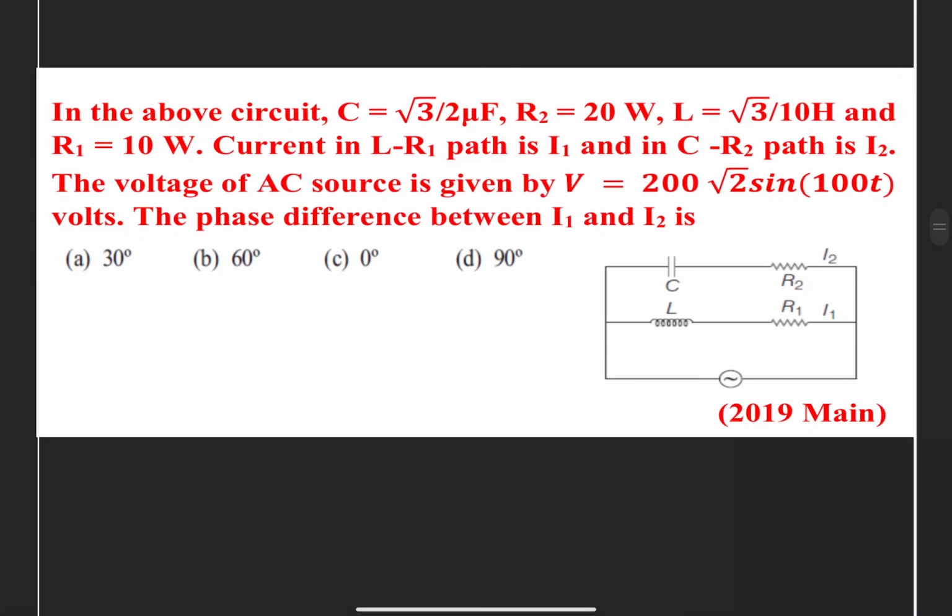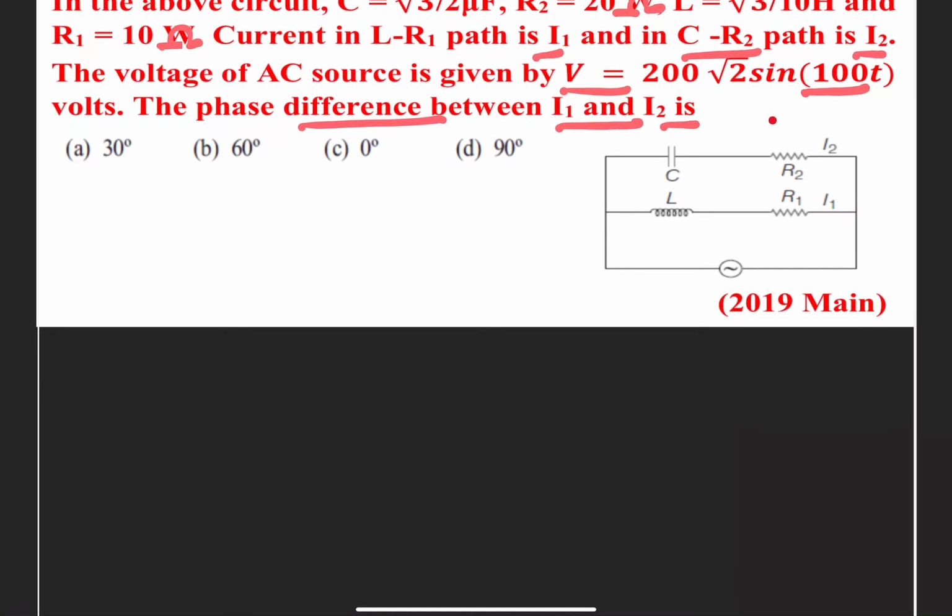We are given that in the circuit, the value of capacitance C is 2√3 microfarad, R2 is, sorry, here also it is ohm, not watt. Inductance is √3/10 Henry, and R1 is also 10 ohm. The current in the LR1 path is I1 and in the CR2 path is I2, and the applied voltage of the AC source is given by V = 200√2 sin(100t). The phase difference between I1 and I2 is?